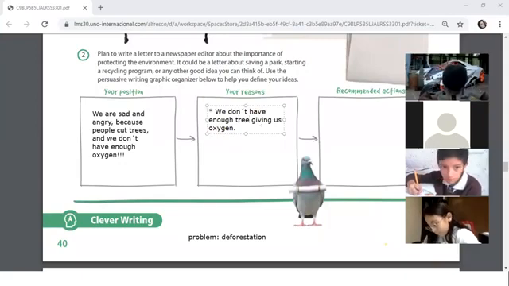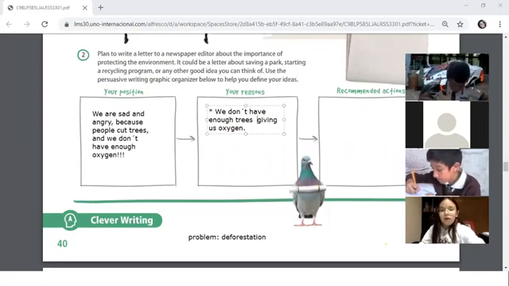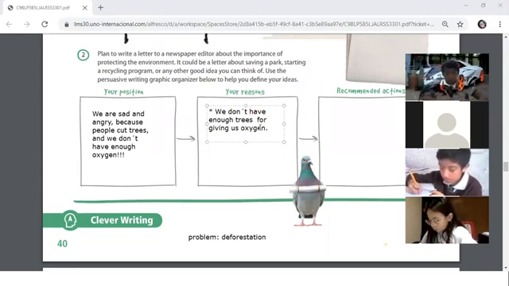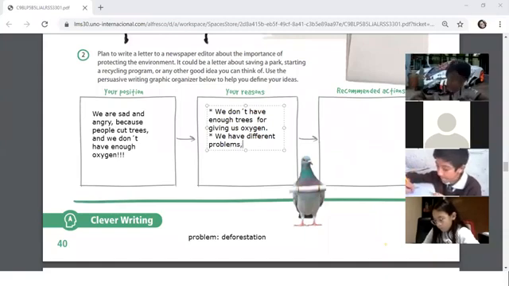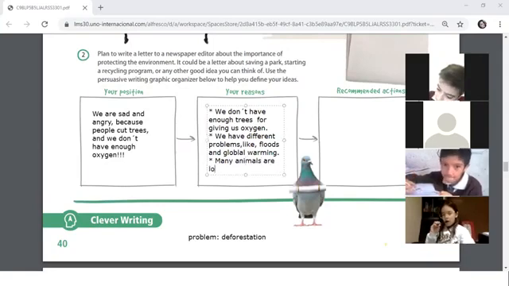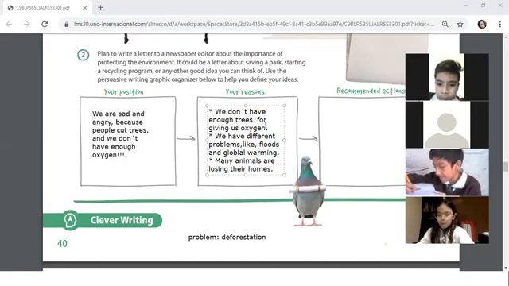What else, my dears? If we don't have many trees, there are more floods, or inundaciones. Okay, so we have different problems like floods and global warming. Different animals? Yes, Caro. Maybe so many animals are losing their homes. Okay. Many animals are losing their homes. I think with three, we have enough.